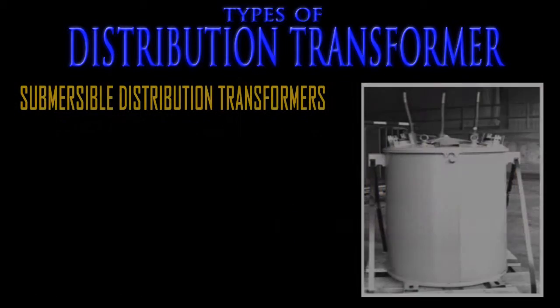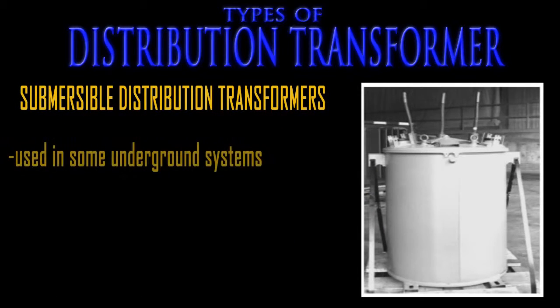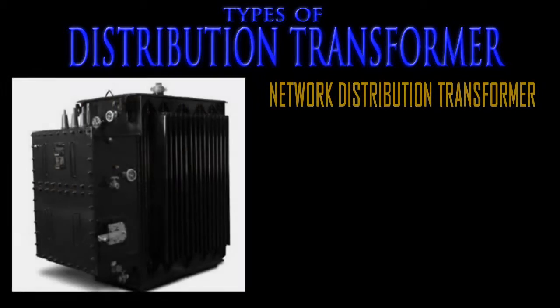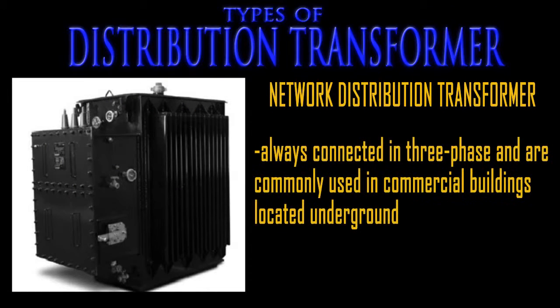Submersible distribution transformers are used in some underground systems installed in residential areas, but corrosion problems and the high cost of installation have minimized the use of submersible transformers. Network distribution transformers are always connected in three-phase, and these transformers are commonly used in commercial buildings located underground.